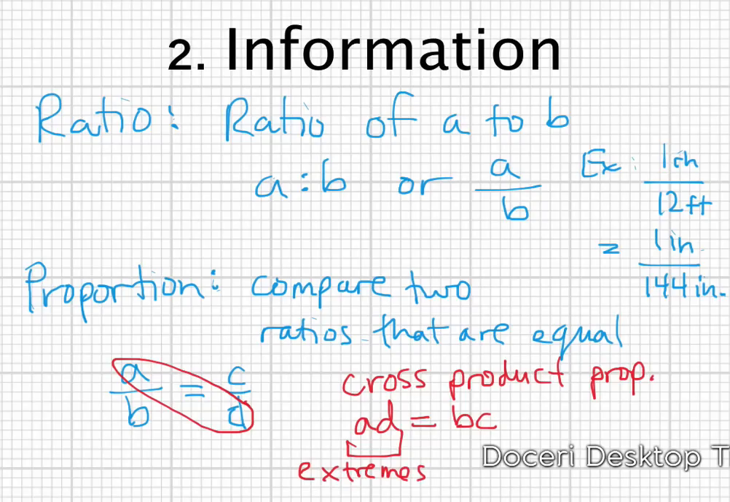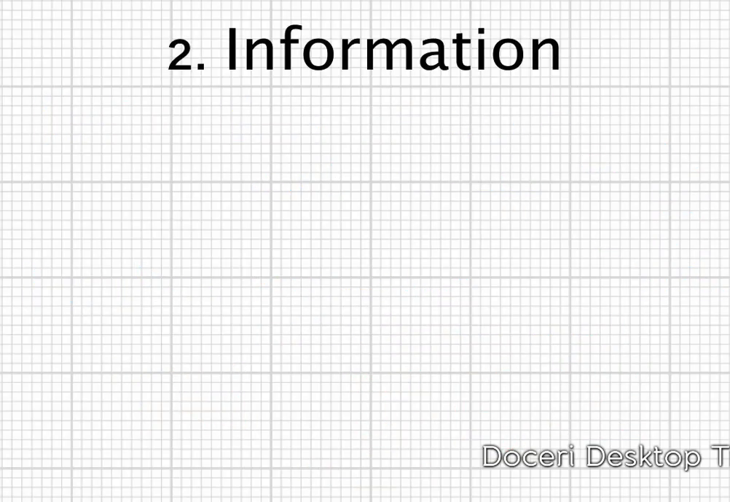Okay? And B and C are called my means. So when we talk about means, we're actually referencing something called the geometric mean, which we will talk about at a later date. Okay, so next piece of information, actually, we'll talk about the geometric mean right now. We'll just take care of it right now.